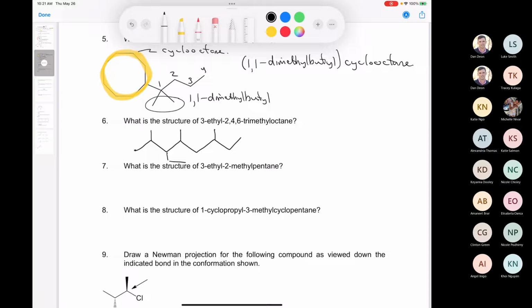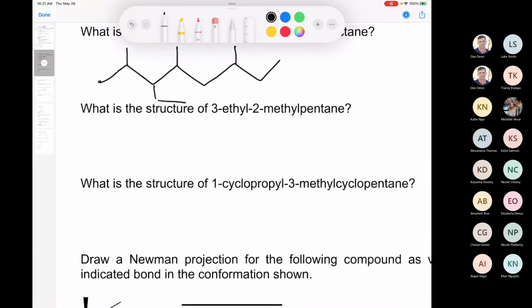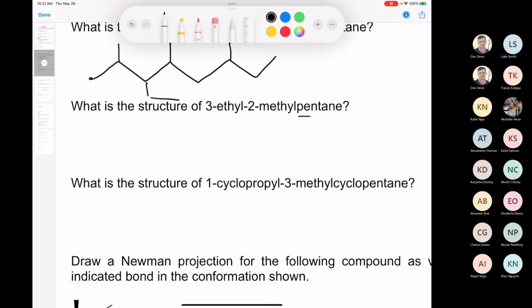The next one is what? 3-ethyl-2-methylpentane. So same thing. We're going to start with the parent, which is pentane. 5 carbons. 1, 2, 3, 4, 5. On the second carbon, I'm going to put a methyl group. And on the third carbon, I'll put an ethyl group. And there we have it. 3-ethyl-2-methylpentane.